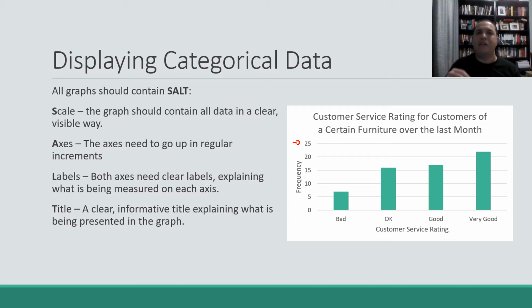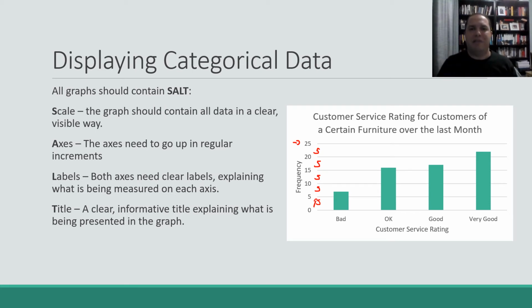Each gap, each interval needs to have the same increment. So in this case, our increments are going up in 5s every single time. And those consistent increments are what we need on our axes. Now for a categorical data graph, we don't need to worry about that on the x-axis because we're not measuring anything numerical there. But for our frequency, we need those regular increments.